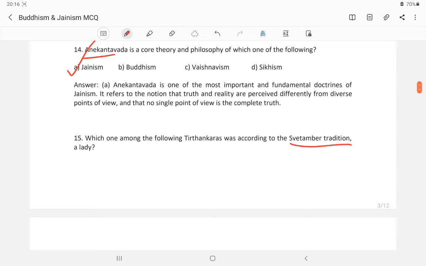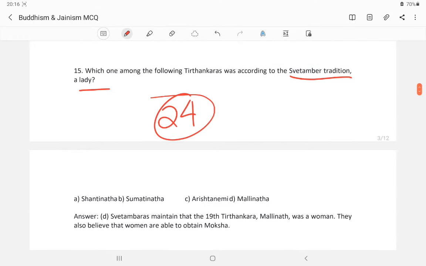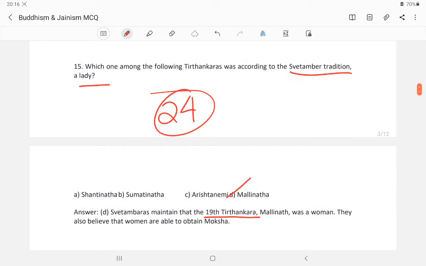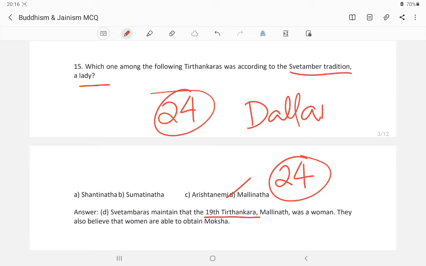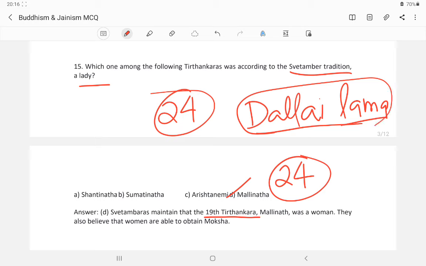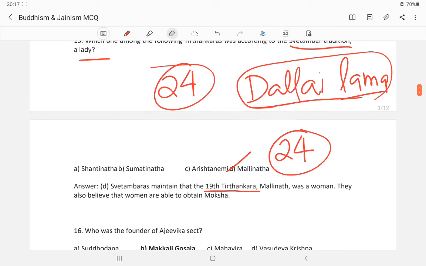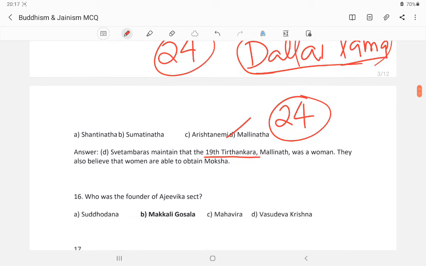Which among the following Tirthankaras is a lady? The 19th Tirthankara is Mallinatha. There are 24 Tirthankaras. Like the Dalai Lama, it is a title, like Jesus Christ for a ruler. His name is different, but we consider him the Dalai Lama. Every generation has a different title. So the 19th Tirthankara who was a lady was known as Mallinatha.